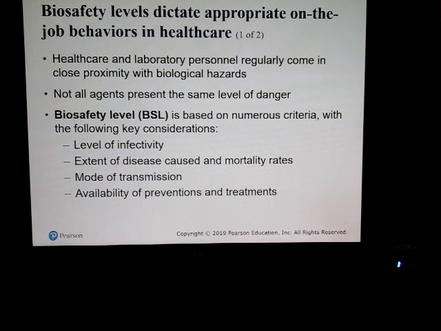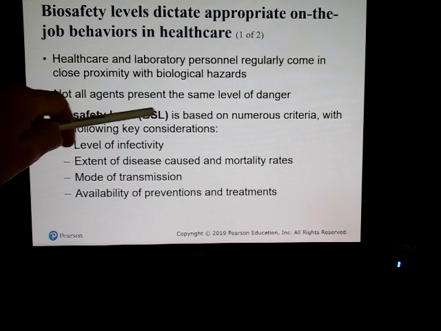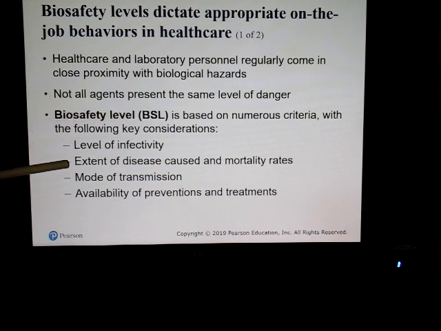So one of the things that's very important for us to be aware of is what's known as biosafety levels. You have to handle different types of pathogens in different ways depending on how infectious they actually are. So we look at the level of infectivity, so biosafety level, BSL, also extent of the disease, mortality rates, how is it transmitted, and availability of preventions and treatments.